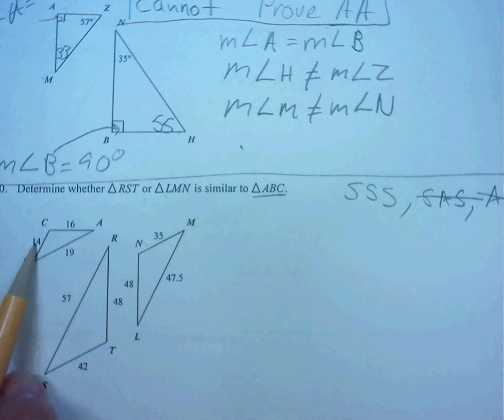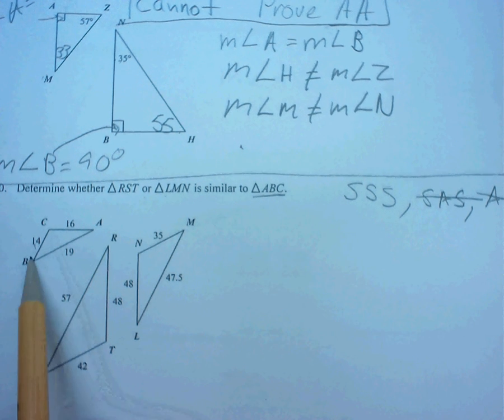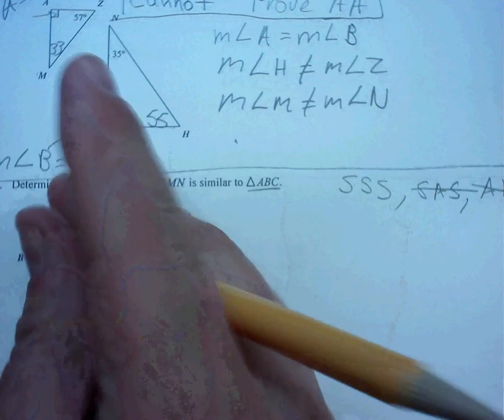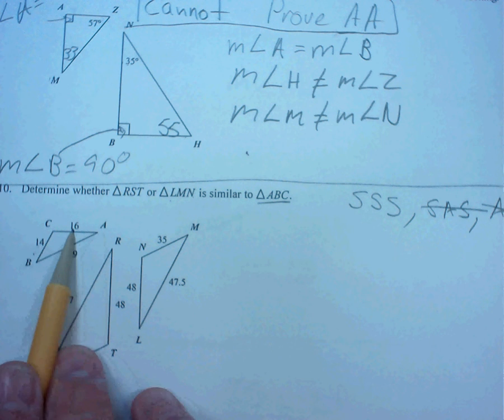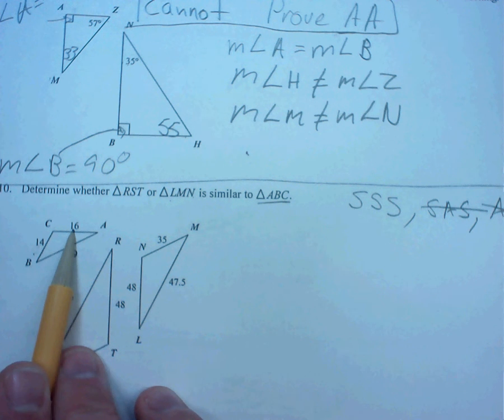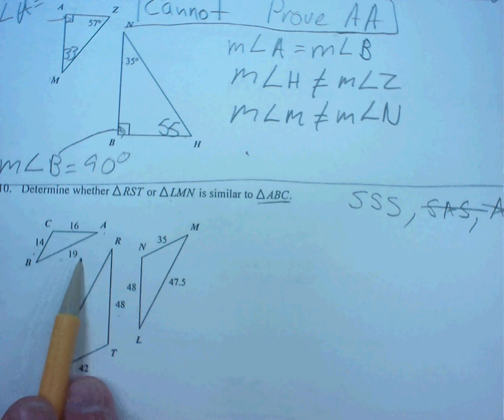Well, what I'm going to do is look at ABC. If they're similar, then they're proportional. If they're proportional, they have a scale factor. So I look at the shortest side on ABC. It's CB or BC, however you want to think of it. And it's 14. So then I'm going to go to RST. Their shortest side is 42. Now, if you're really good at math, you'll see that 14 times 3 equals 42. Okay, but we've got to see if it corresponds. So then I look at the next side, which is 16. 16 times 3 is 48. And then AB is 19. 19 times 3 is actually 57.